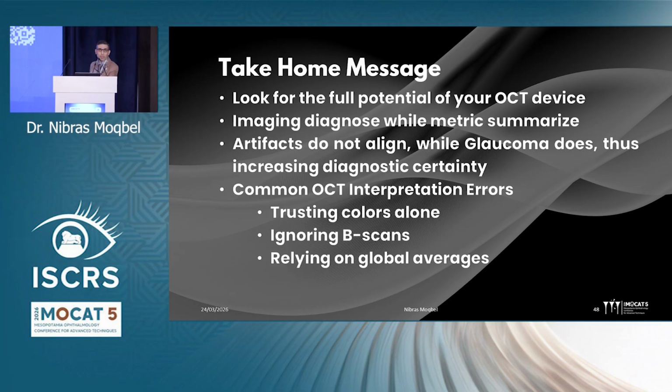Common OCT interpretation errors, what are they? First is trusting colors. If we only look at colors, it's one of the pitfalls in interpreting OCT. Second is ignoring the B-scan image, especially with our new devices, we have high resolution images of the B-scan of the OCT. Use it, rely on it. And the fourth one is relying on global averages.